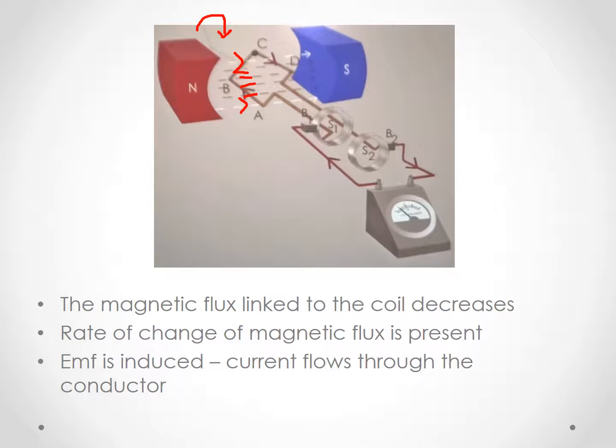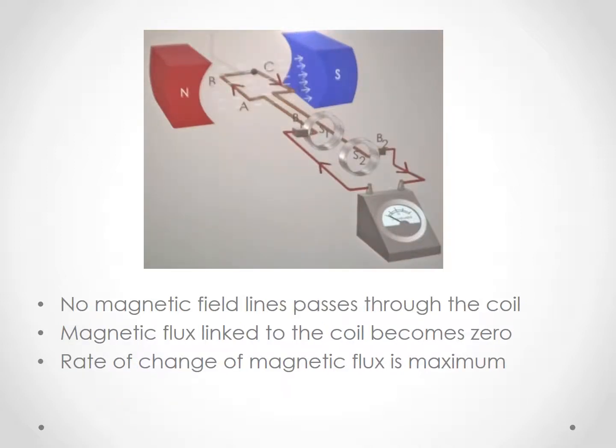As we continue to rotate the generator, we see that there is a point where the coil is now parallel to the flux lines. Here, no lines are passing through the coil, thus magnetic flux linked to the coil becomes 0. Since initially there were 6 lines passing through, and now there are no lines passing through, the rate of change of magnetic flux is at its maximum. Therefore, induced EMF is also maximum.